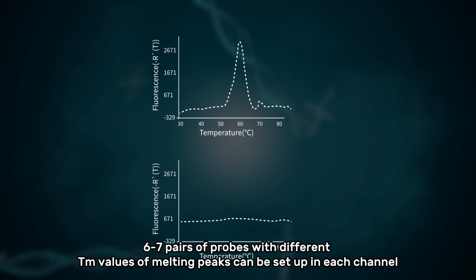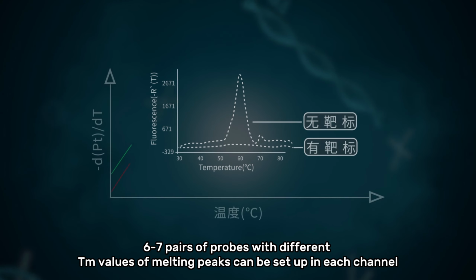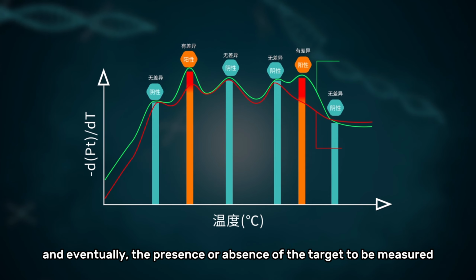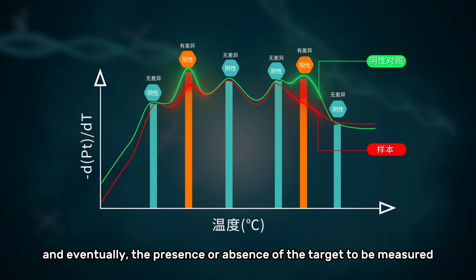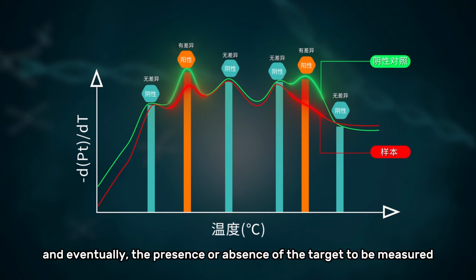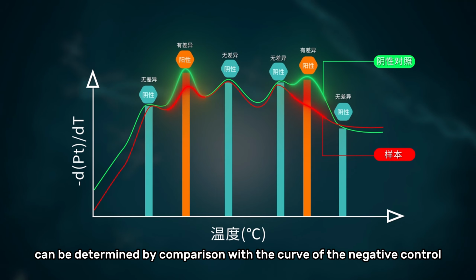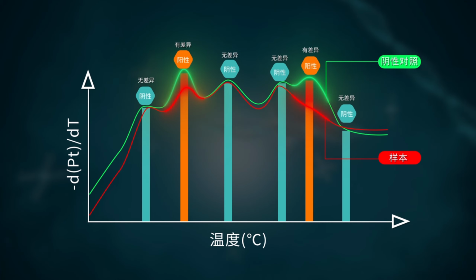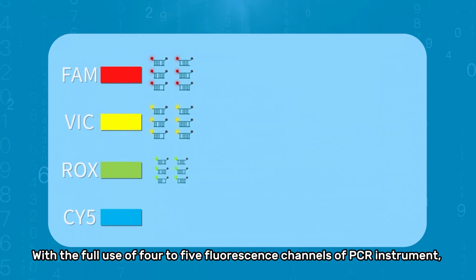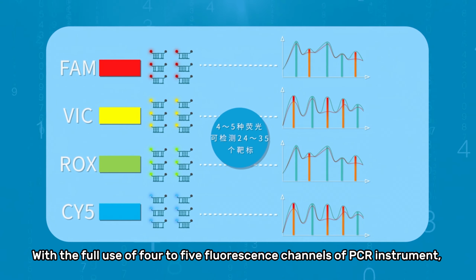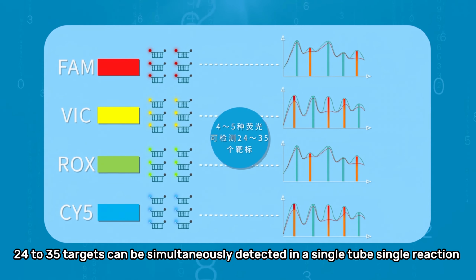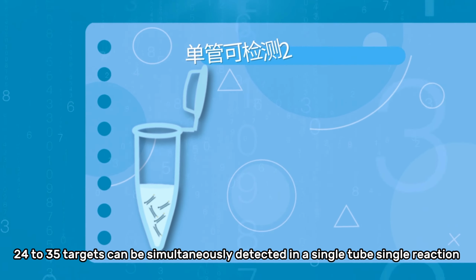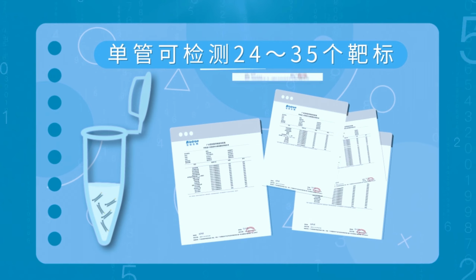6 to 7 pairs of probes with different melting peak Tm values can be set up in each channel, and eventually the presence or absence of the target to be measured can be determined by comparison with the curve of the negative control. With full use of 4 to 5 fluorescent channels of the PCR instrument, 24 to 35 targets can be simultaneously detected in a single tube, in a single reaction.